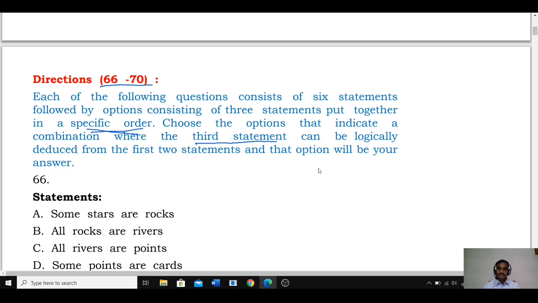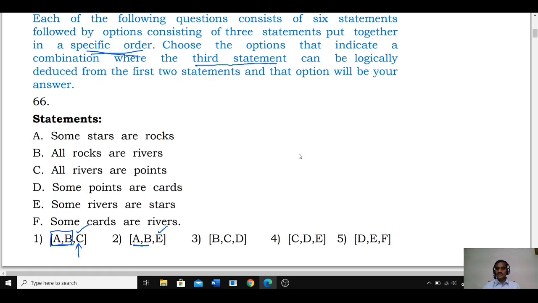Then earlier we had discussed how to deal with these types of questions rather than directly drawing the diagram for each and every choice.